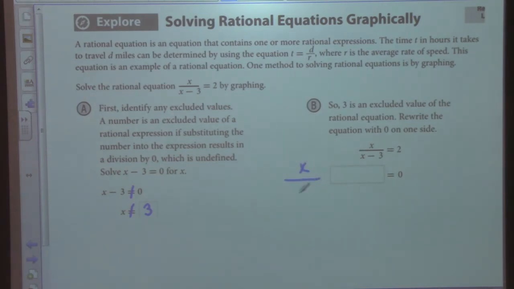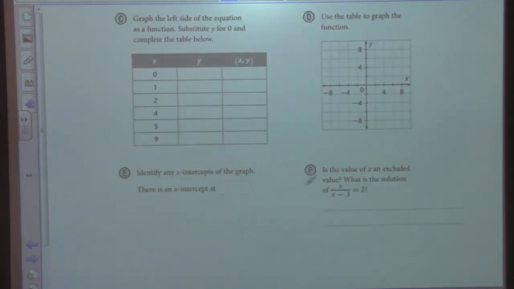Over x minus 3 minus 2. So we can rewrite this equation with everything besides 0 on one side. And so this becomes what we use for graphing. And then we come over here to the next thing, and they give us a table.